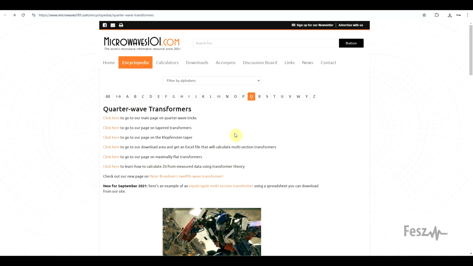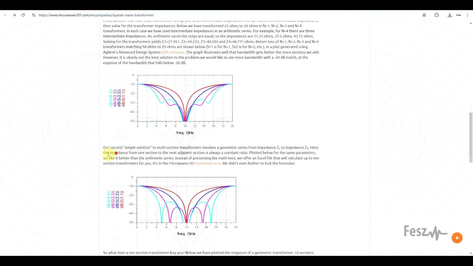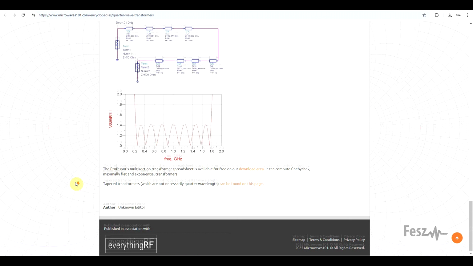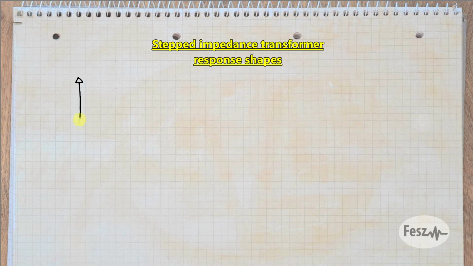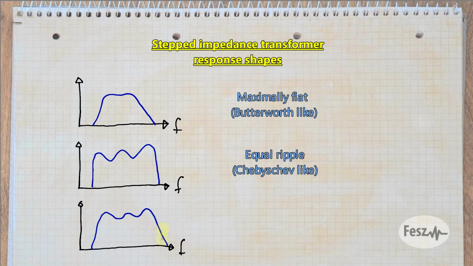Now, I highly recommend this article from the Microwaves 101 website, since it explains the various response types, and you also have more detailed linked articles describing the mathematics behind each structure. So here you will find a very thorough description of the topic, but to keep things simple, there are 3 main types of responses that are commonly used when designing a stepped impedance transformer: a maximally flat, an equal ripple, and an exponential. For the same number of sections, the maximally flat has the flattest and least steep of the responses.